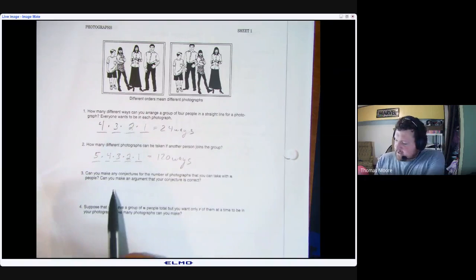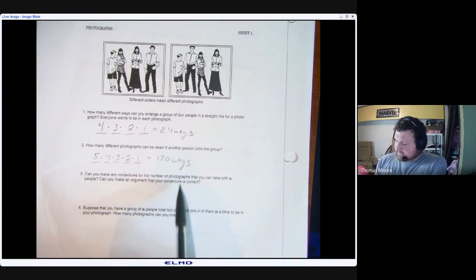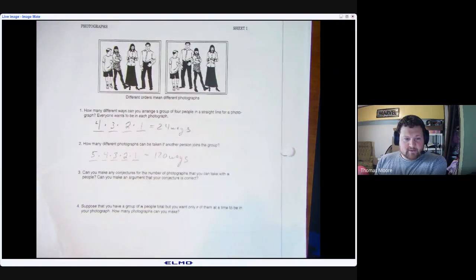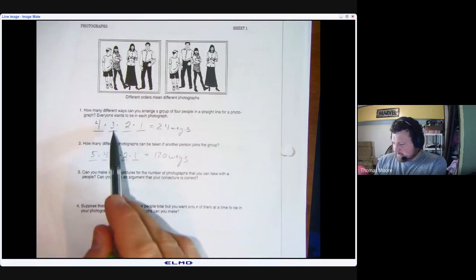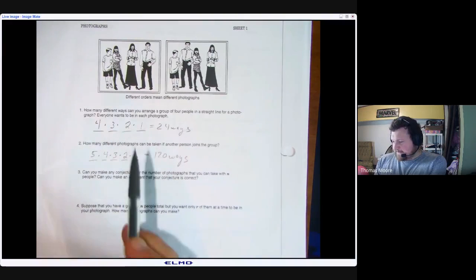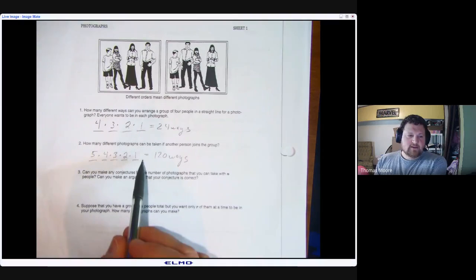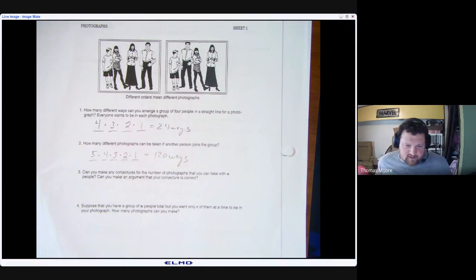Okay, so then it says, can you make any conjectures for the number of photographs that you can take with n people? And it says, can you make an argument that your conjecture is correct? So what we want to do is think about this. If you had 4, it was 4 times 3 times 2 times 1. If we had 5, it was 5 times 4 times 3 times 2 times 1. So then what can we say for the number of photographs that can be taken if there are n people? Does anybody have any thoughts that they'd like to share?